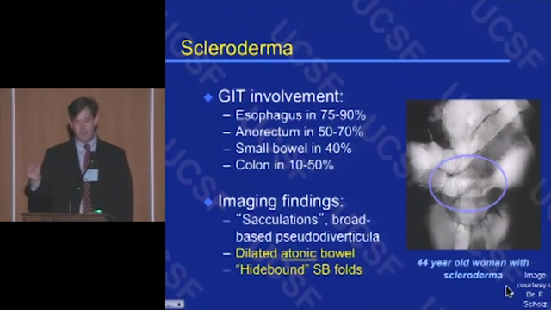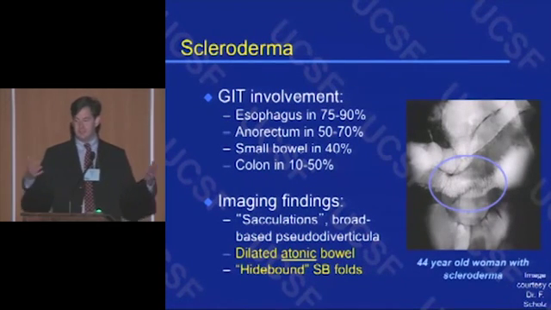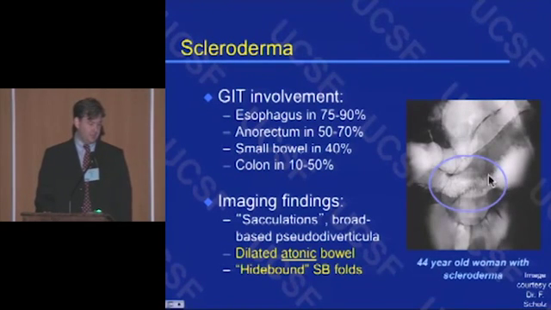You get the hidebound sign, so the tight folds, all the folds. The hidebound comes from the term leathering. So it gets this very tight appearance of the small bowel folds. You can see here, all of them pulled together tightly.